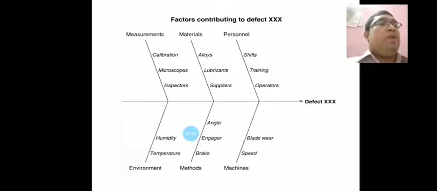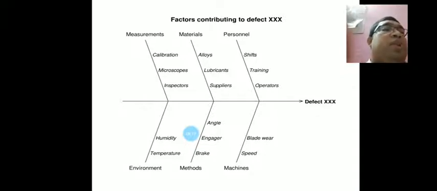You have to improve your product quality, and fewer defects will also be found. You have to concentrate on the angle and methods, on the brake, the engager, and also the angle, and on the different methods. Another thing is personnel: record the different shifts used, and you have to assign a manager and operators who operate properly. During the shift duty, your work will be done properly.